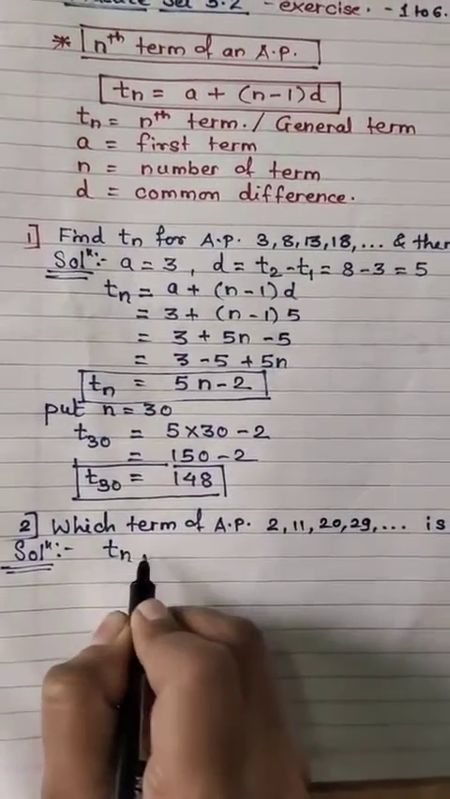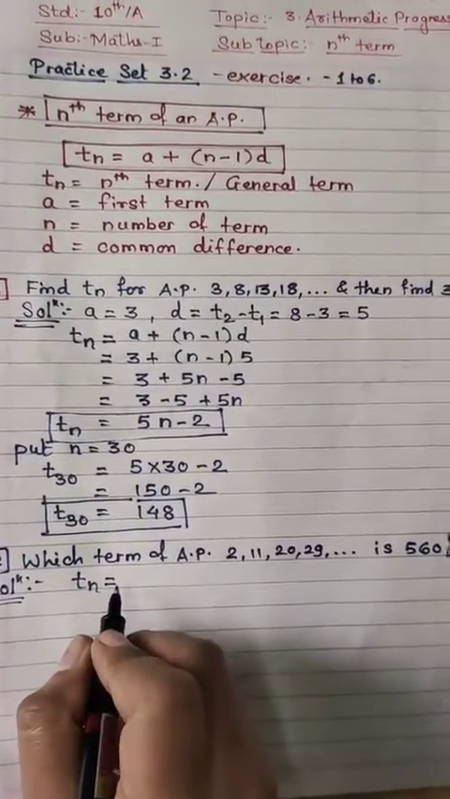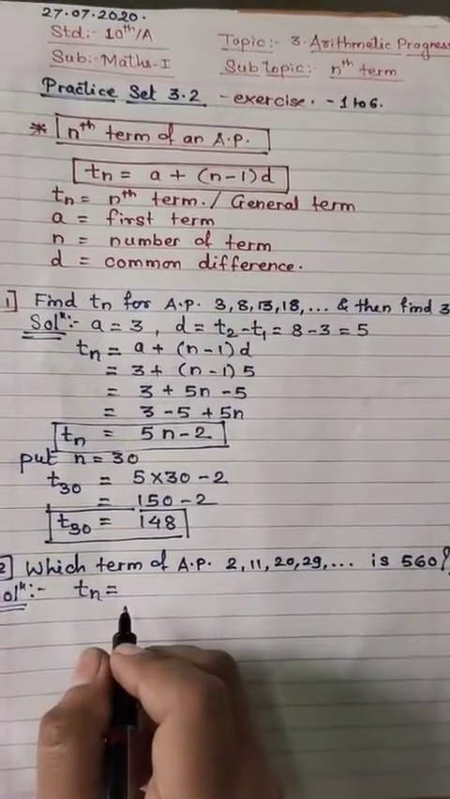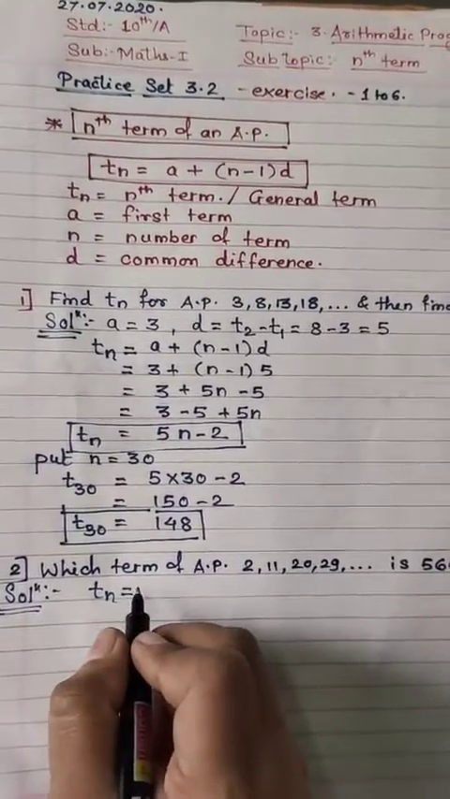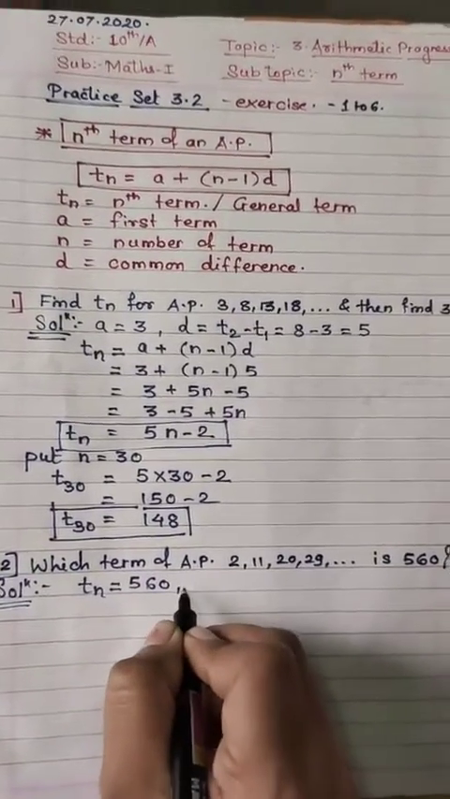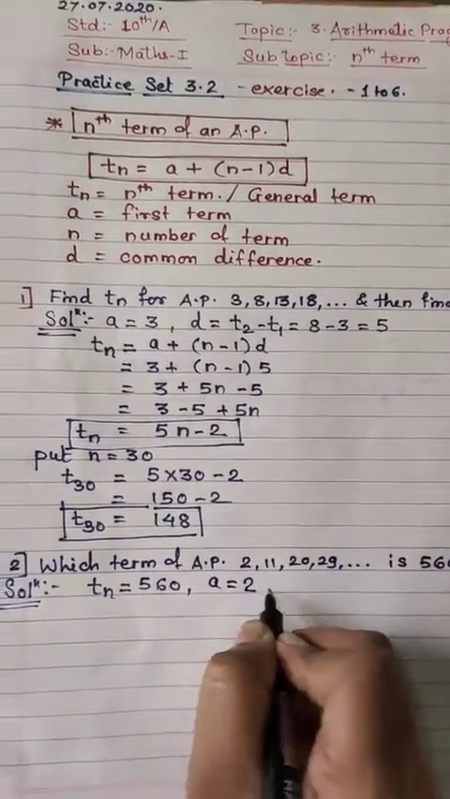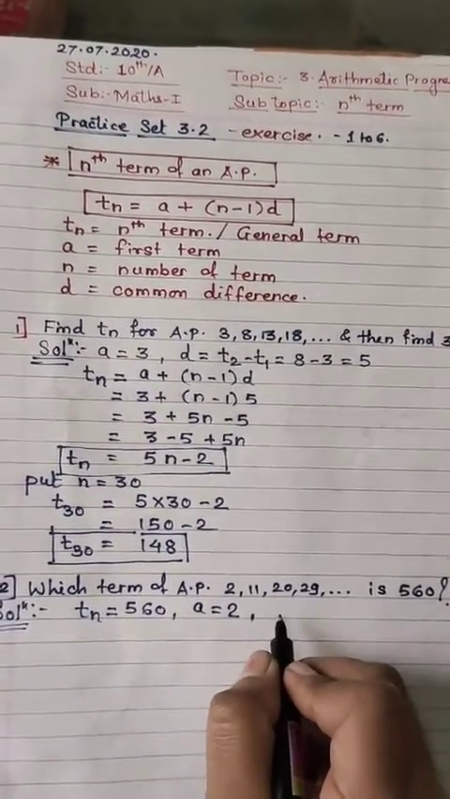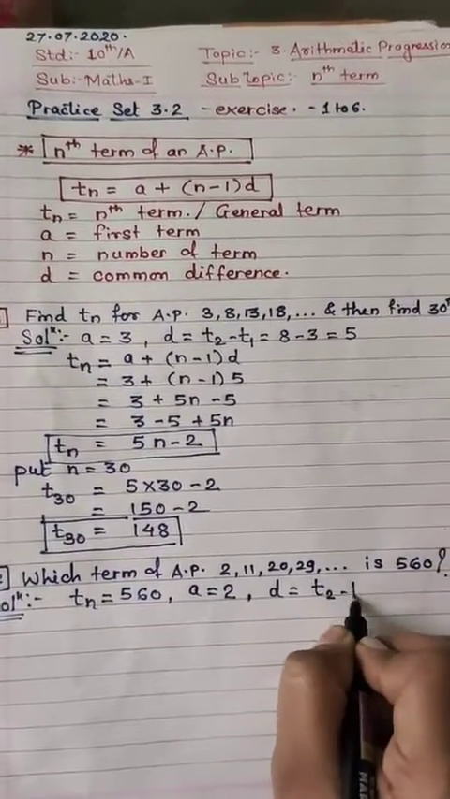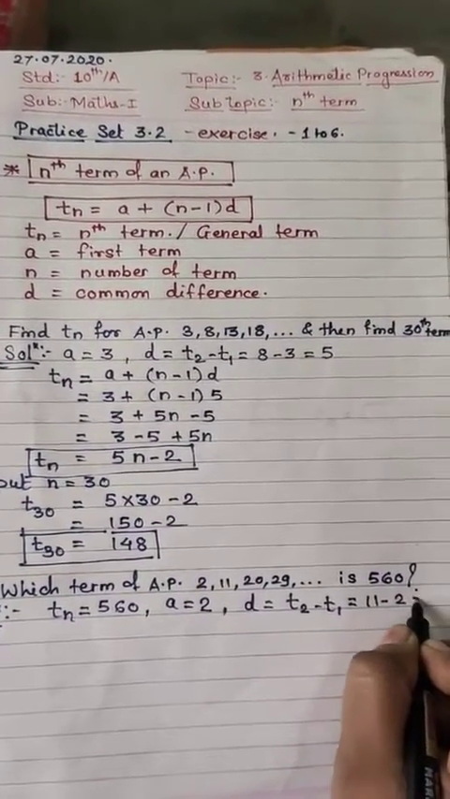Students, please remember that while solving examples based on arithmetic progression, first you should find out what is given in your example, and only then can you proceed to find the values. So here the value of Tn is 560, which they have given us, and the value of A is 2. According to the formula, we need the value of D. So we calculate D by T2 minus T1. So you will get 11 minus 2 is equal to 9.